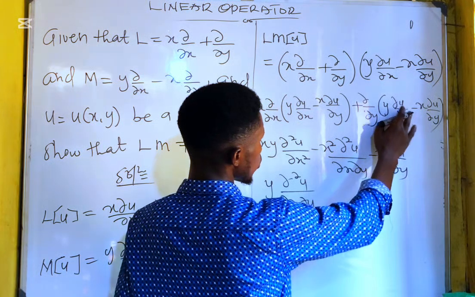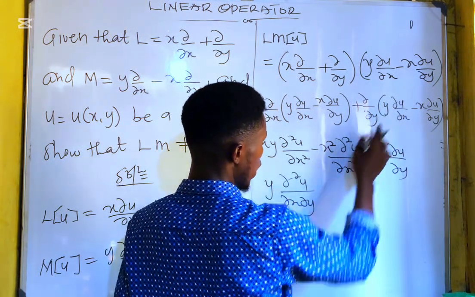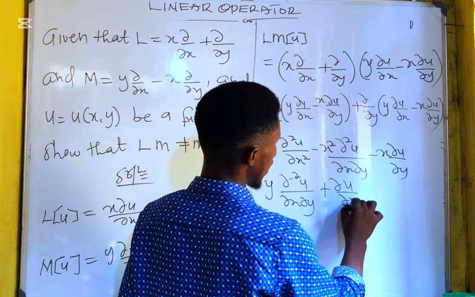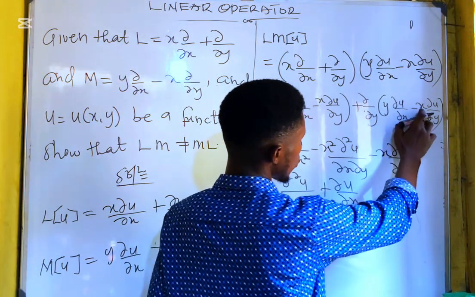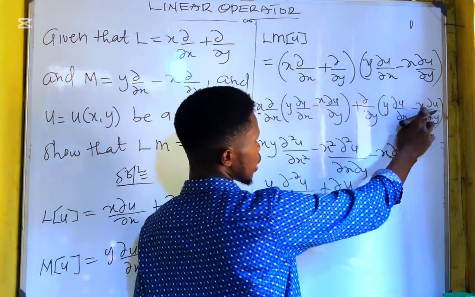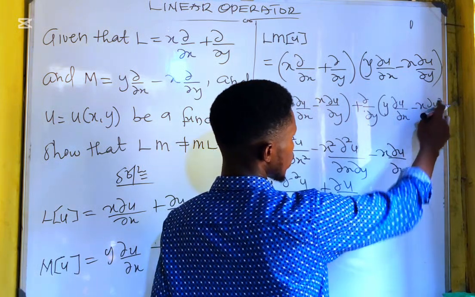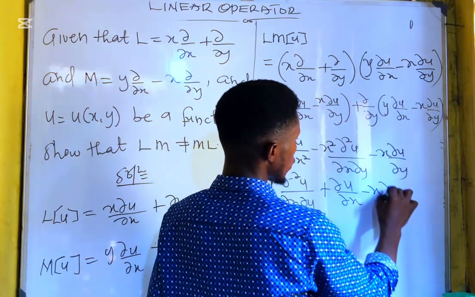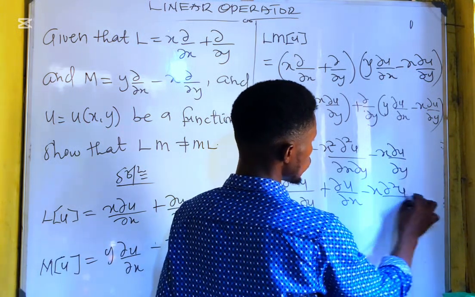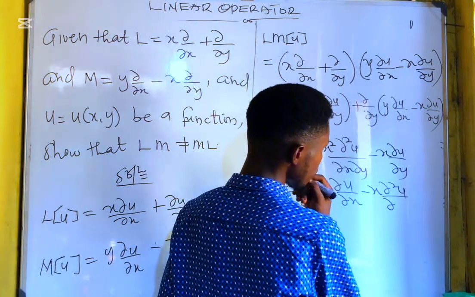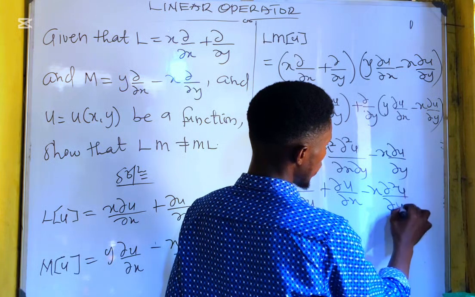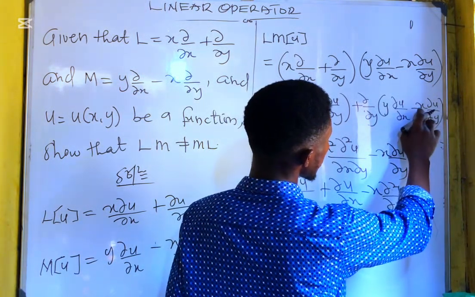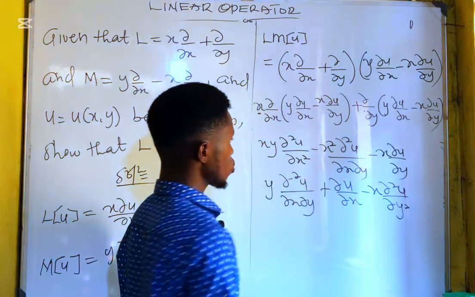Then let me hold this and differentiate with respect to y. So here we are left with ∂u/∂x. Now let me hold x and differentiate this one with respect to y. That will be minus x, then here will be ∂²u/∂y². Now if I hold this and differentiate with respect to this, it will give us 0. So that is all.